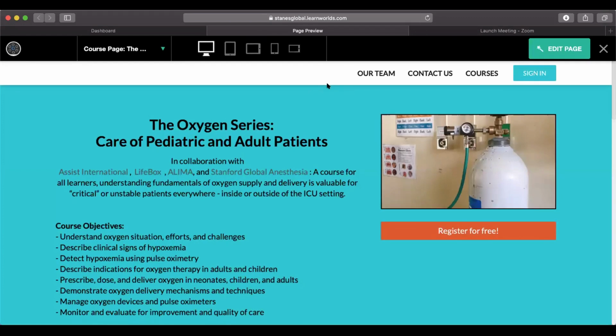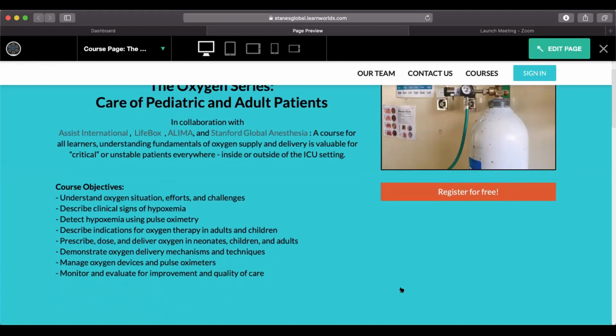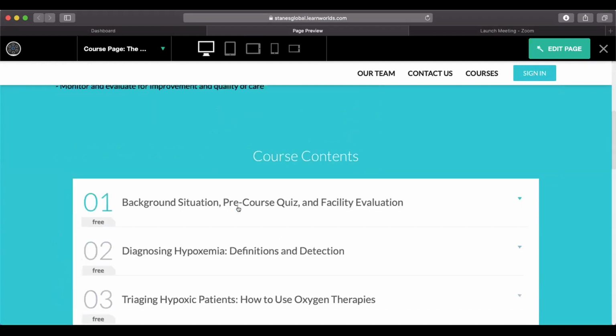So in the pre-reading materials, you should have received a link to the Global Anesthesia and Critical Care Learning Resource Center. And within that Learning Resource Center, we have the Oxygen Series, Care of Pediatric and Adult Patients, which has the course objectives. This is a number of sessions in a series. In the first module, we have the background situation. We have a pre-course quiz, and then we have facility evaluation, which you can actually go through and try to evaluate what resources you have at your facility.